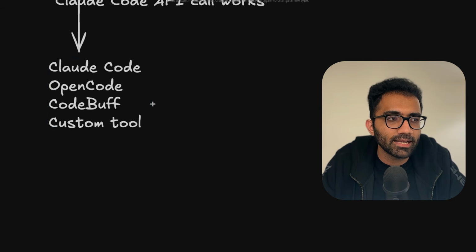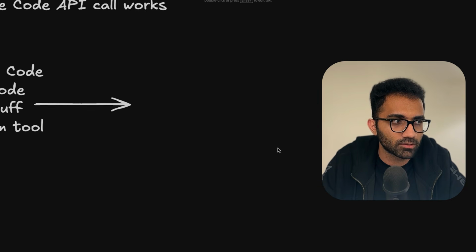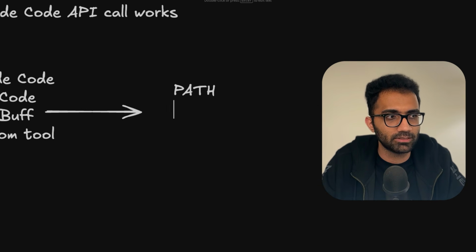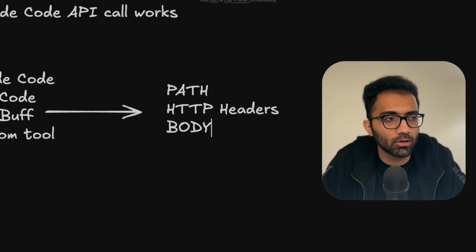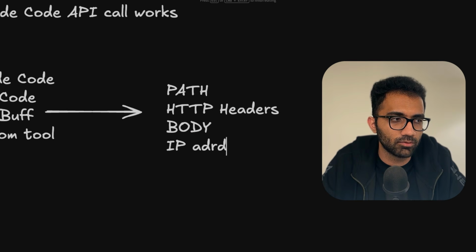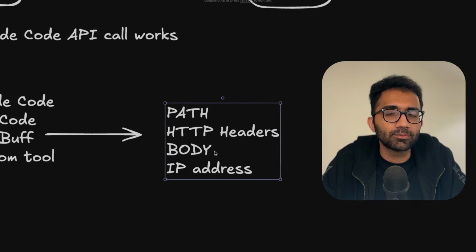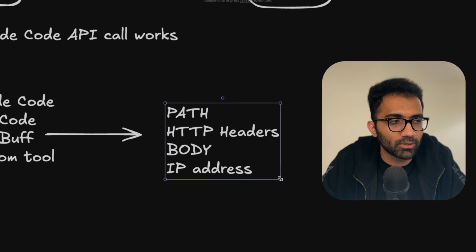And if you dissect an HTTP request, this is how it works, right? An HTTP request has a path, obviously, which is going to be the same for all of your requests. It has HTTP headers, and it has the body, right? And of course, it also has your IP address, which is visible to Anthropic. There is basically nothing else that an HTTP request contains.